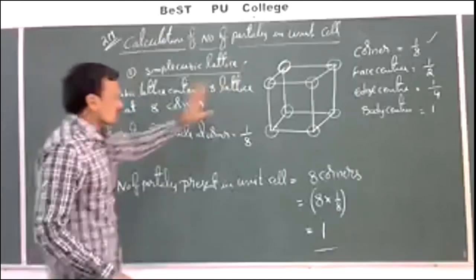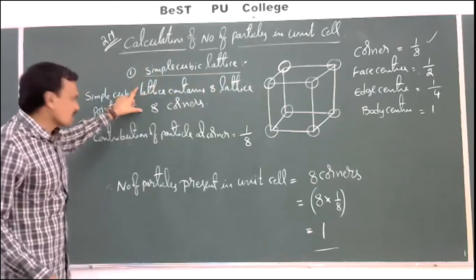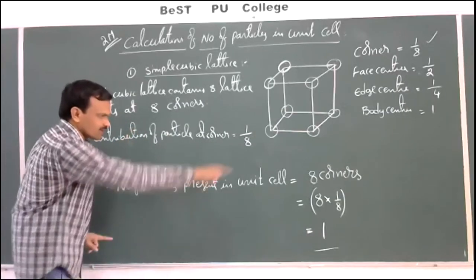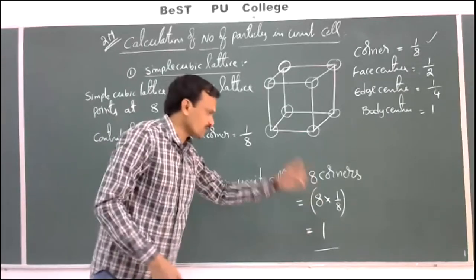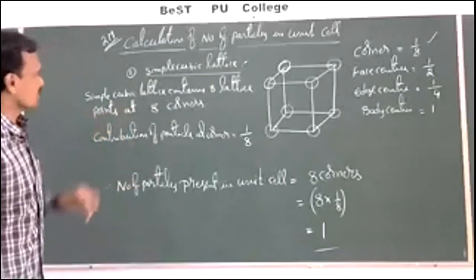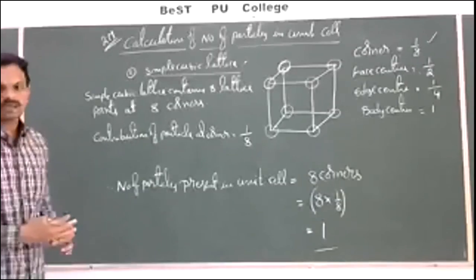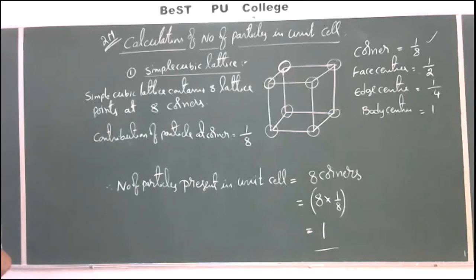So first draw the structure, mention the position of the lattice points, represent the contribution of the particle at those positions, and then calculate the number of particles. If you go directly like this, you will get only 1 mark, not 2 marks. So this is regarding the calculation of the number of particles present in a simple cubic lattice. This is the first one.